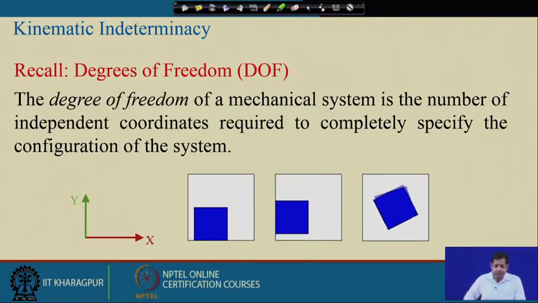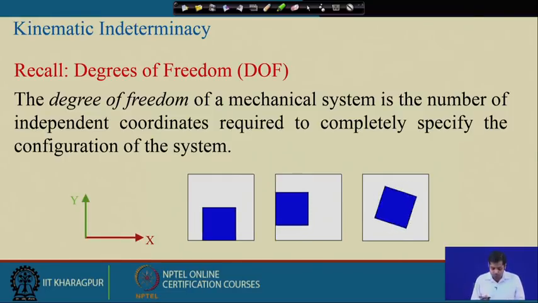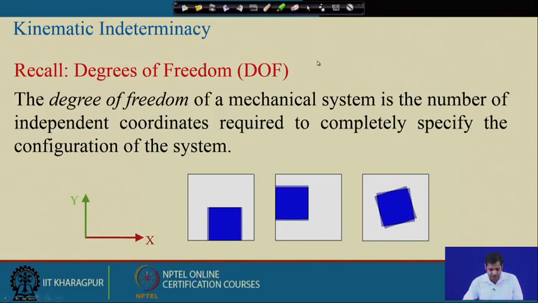So, this was the static indeterminacy. Now, quickly review what is kinematic indeterminacy. If you already know the definition of degrees of freedom, the degrees of freedom of a mechanical system is the number of independent coordinates required to completely specify the configuration of the system. For any object in 2 dimensions, we have 3 degrees of freedom, 2 translations and 1 rotation. We have seen this in the last class, right.